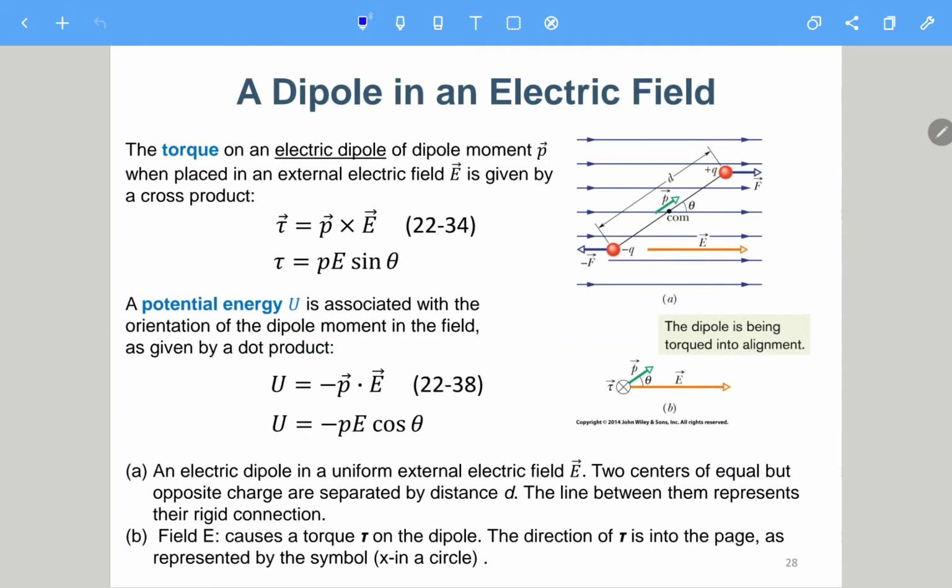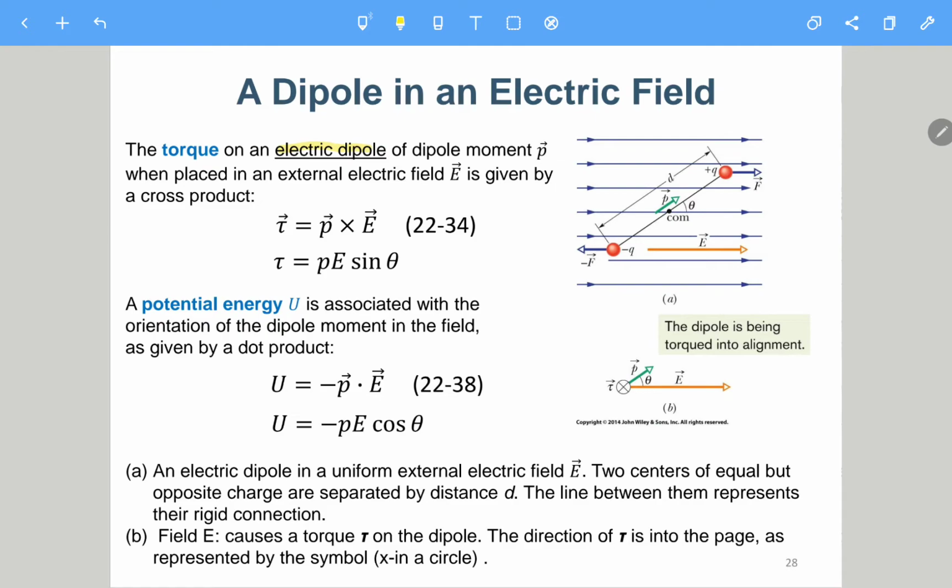Okay. So next one we talk about the dipole in an electric field. Previously we have talked about what an electric dipole is. An electric dipole is something like we have a positive charge and a negative charge with the same amount of charge but opposite sign, and they are kept at a very short distance. So this is called an electric dipole.